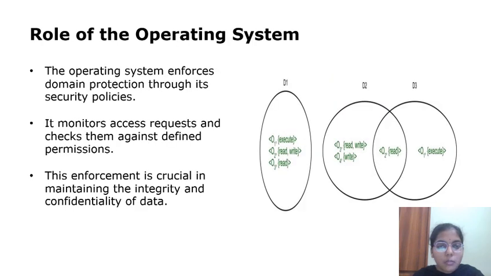Role of the operating system. The operating system enforces domain protection through its security policies. It monitors access requests and checks them against defined permissions. This enforcement is crucial in maintaining the integrity and confidentiality of data.